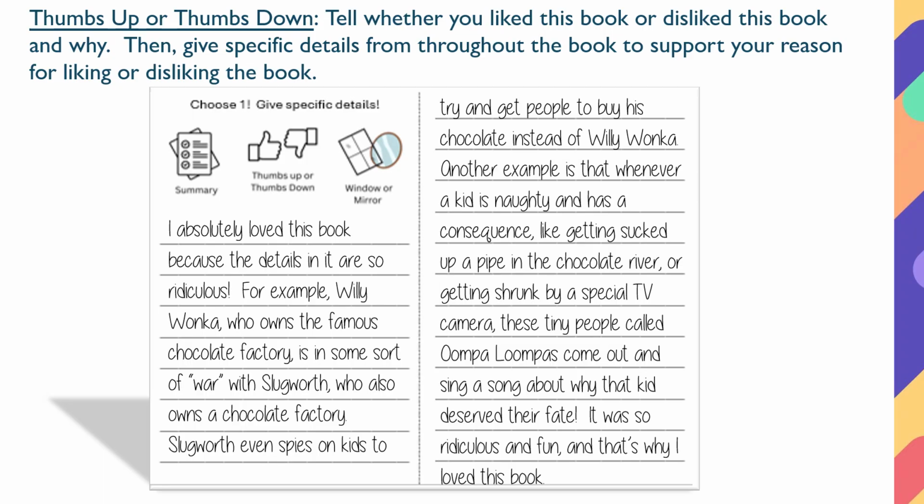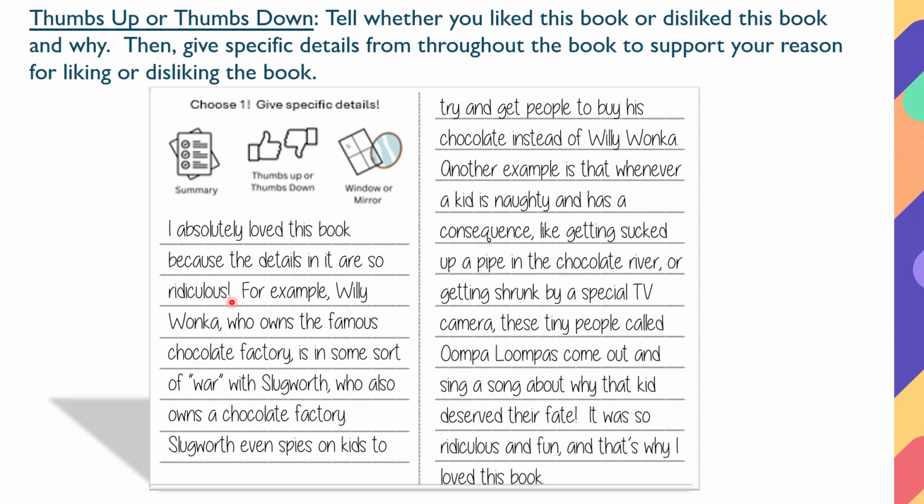I absolutely loved this book because the details in it are so ridiculous. So I know I'm about to hear about ridiculous things that happen in this book. For example, Willy Wonka, who owns the famous chocolate factory, is in some sort of war with Slugworth, who also owns a chocolate factory. Slugworth even spies on kids to try and get people to buy his chocolate instead of Willy Wonka. Another example is that whenever a kid is naughty and has a consequence, like getting sucked up a pipe in a chocolate river or getting shrunk by a special TV camera, these tiny people called Oompa Loompas come out and sing a song about why that kid deserved their fate. It was so ridiculous and fun, and that's why I love this book.